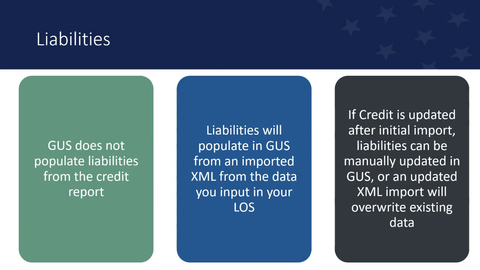The lender must pull the credit report using the Fannie Mae interface on the Credit Underwriting tab by using the reference number, username, and password. This is the same username and password you would use to log into the creditor's site. You will input liabilities in your LOS and then import the XML file with liabilities into GUS. When credit is updated in GUS, liabilities can be manually updated in GUS, or an updated XML import will overwrite existing data.